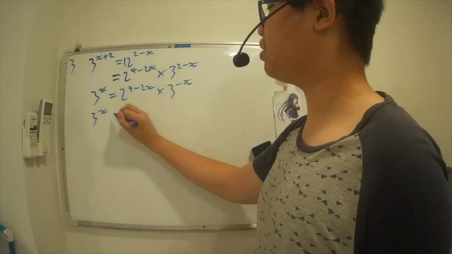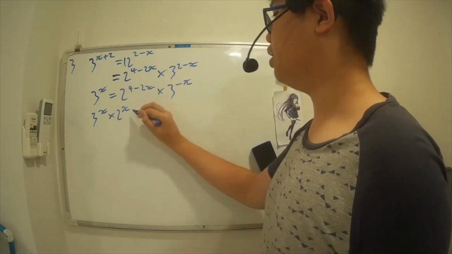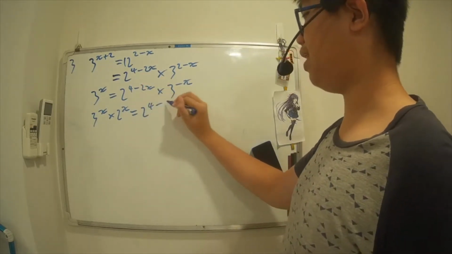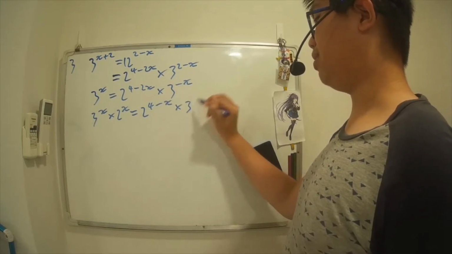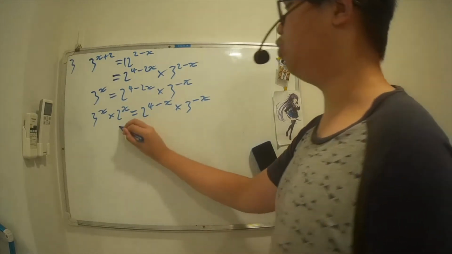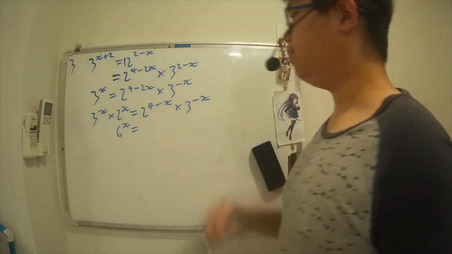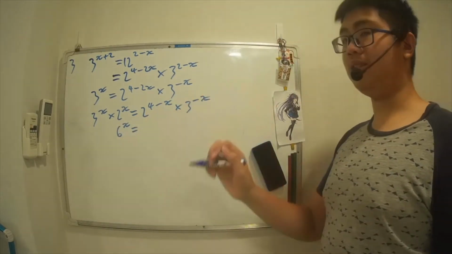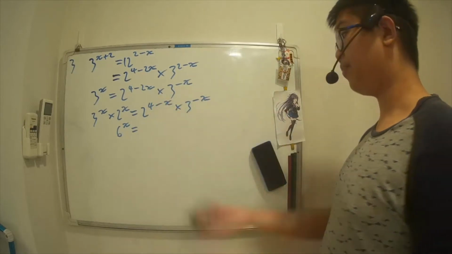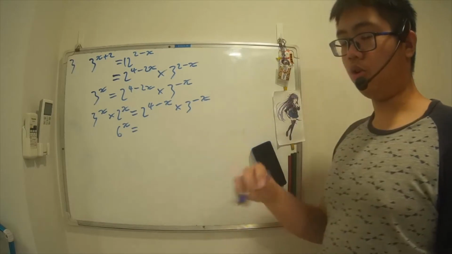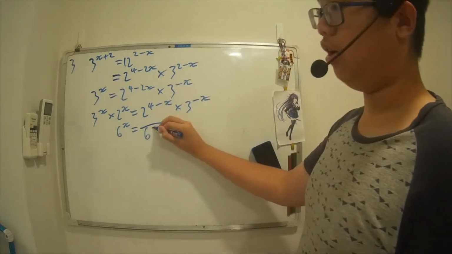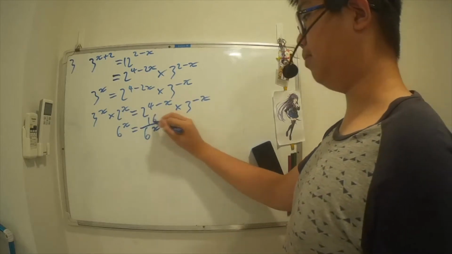3 to the power of x times 2 to the power of x is, this is what gets affected. So we have 2 to the power of 4 minus x times, this remains the same, 3 to the power of negative x. Okay? So now we can do 6 to the power of x. Okay, let's see. 2 to the power of 4 is 16, but there's a minus x here, so this is actually going to go to the bottom with 2 to the power of x. 3 to the negative x is also going to go on the bottom, so actually the bottom also has a 6 to the power of x, and the top is 16.